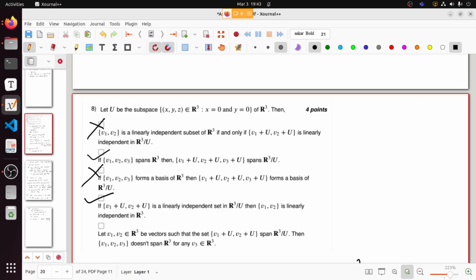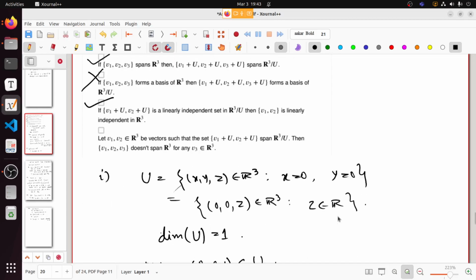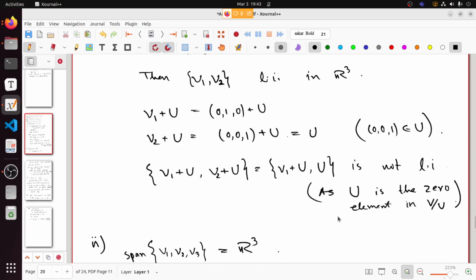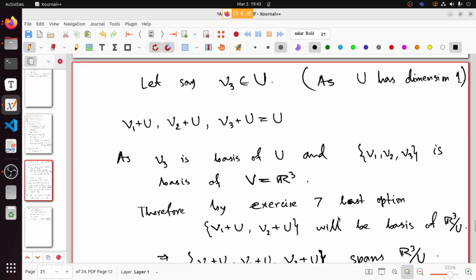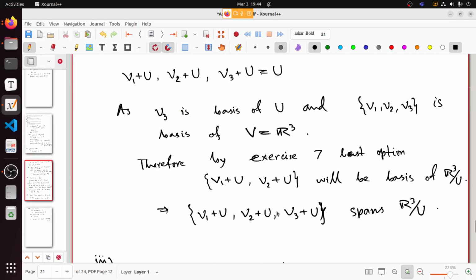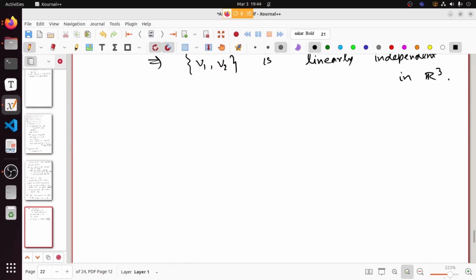Okay, now let's check the option number 5. If V1, V2 are vectors in R3 such that V1 plus U and V2 plus U span R3 mod U, then V1, V2, V3 does not span R3 for any V3, right? So it's saying that if V1 and V2 are vectors such that V1 plus U and V2 plus U span R3 mod U, then V1, V2, V3 does not span R3 for any V3. So we will give a counter example. So this is option number 5.